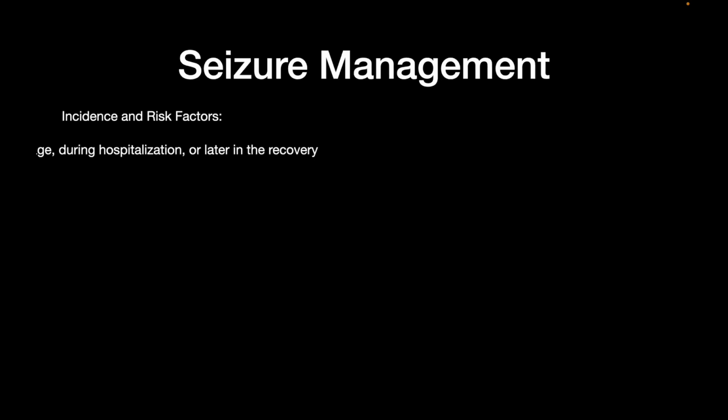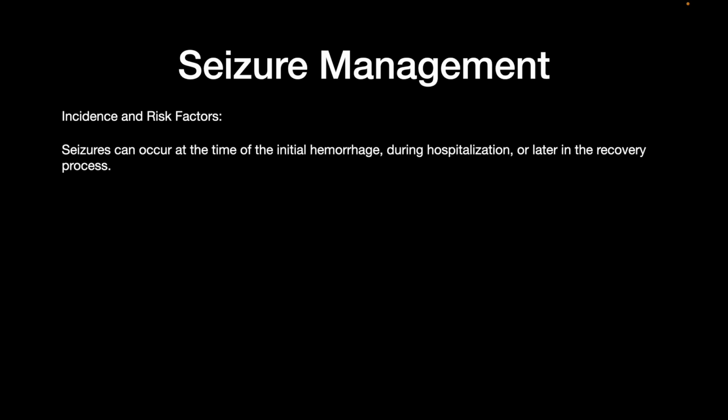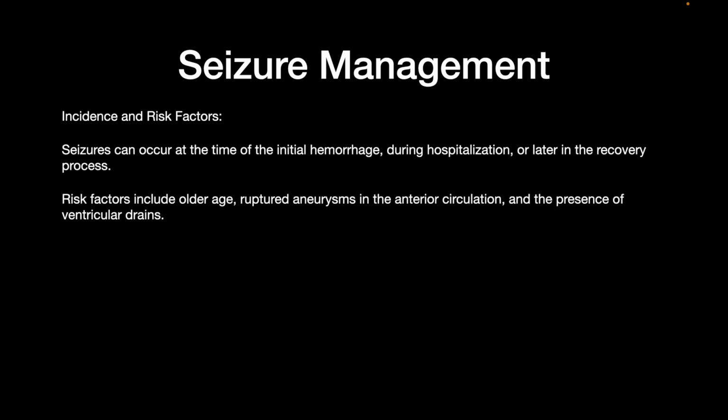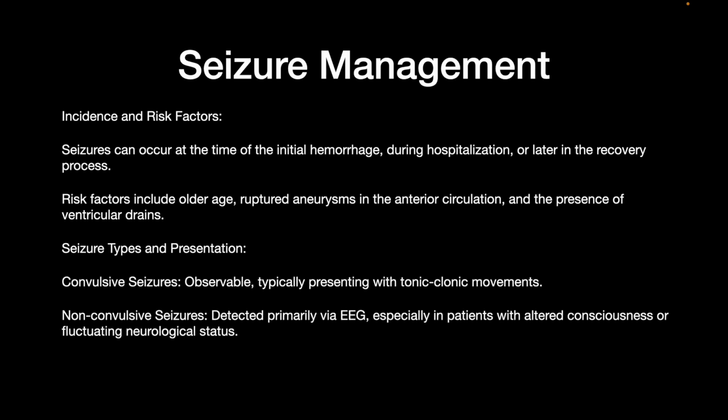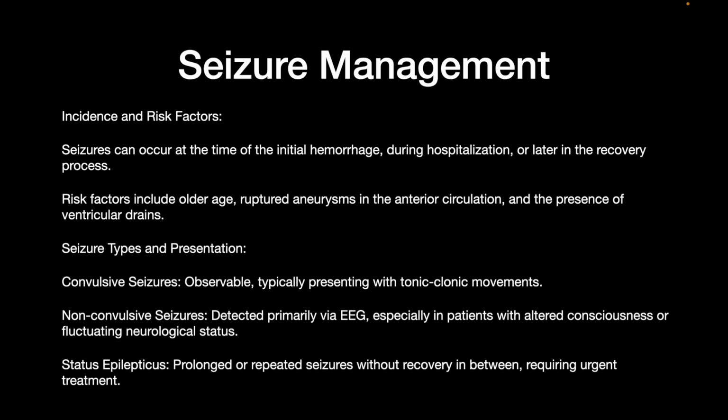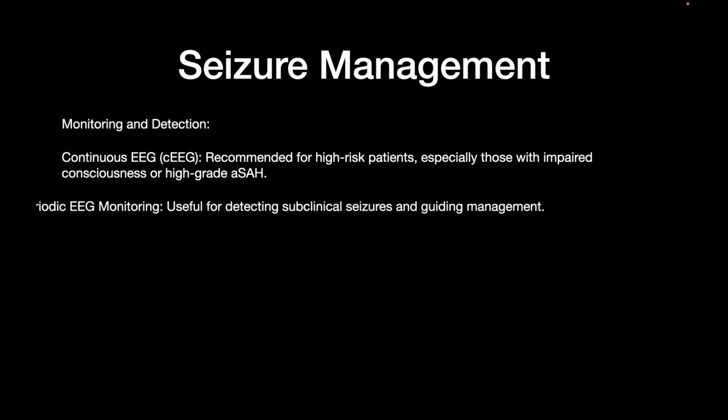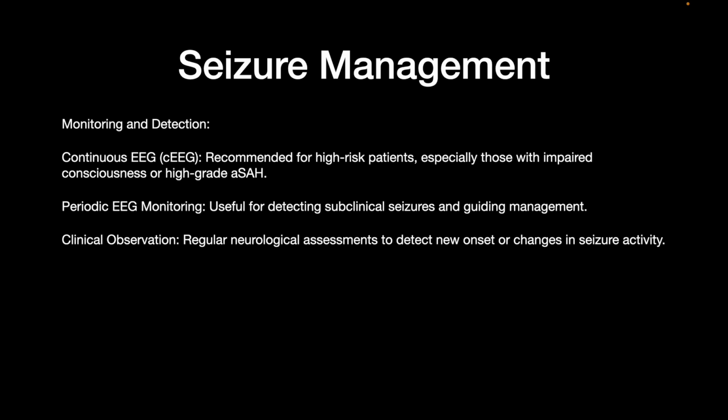The next is seizure management. This is very important. Seizures can occur at any time, and the risk factors are old age, ruptured aneurysm, especially in the anterior circulation, and presence of a ventricular drain. Seizure types: it can be convulsive seizures or non-convulsive seizures, and you can also go into status epilepticus. So monitoring is important. Continuous EEG is required for non-convulsive ones. Periodic EEG monitoring is required to detect subclinical seizures, especially if the sensorium is not improving. Clinical observation, with regular neurological assessment, is needed to detect new onset or changes in seizure activity.